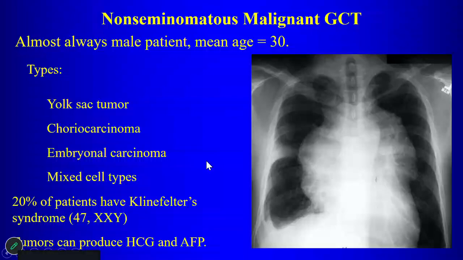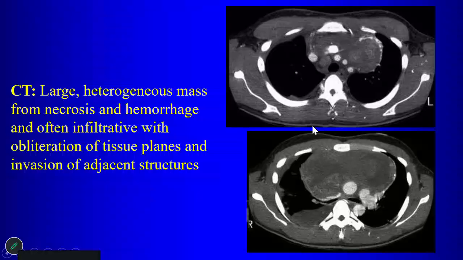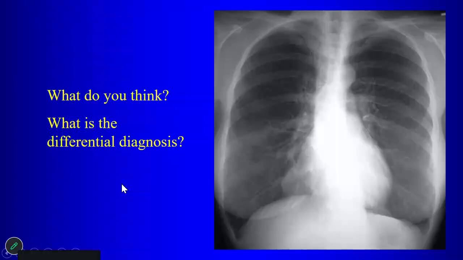Right? The non-seminomatous malignant germ cell tumors, these are the types. They can be associated with Klinefelter's, okay? They can produce HCG and AFP, alpha-fetoprotein. Right? So as an example of one of those large, heterogeneous, aggressive-looking masses. The mass in this patient is located where? Cardiophrenic. The cardiophrenic angle, there's a differential diagnosis for cardiophrenic angle mass. That differential is pericardial cyst. What else?